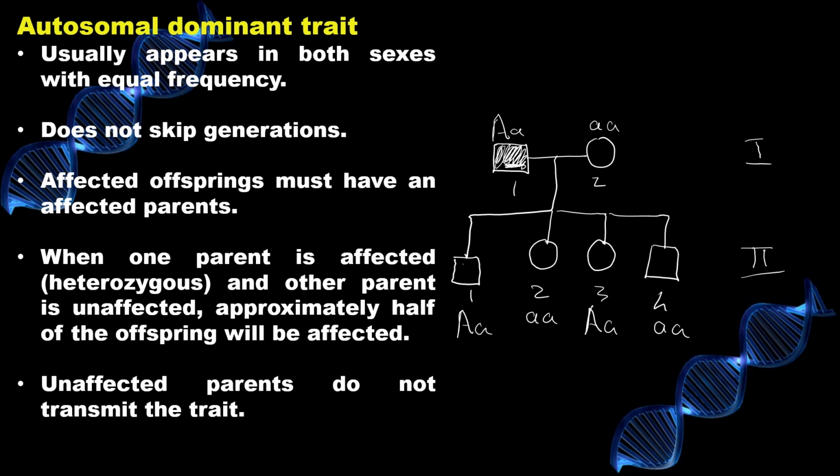So here these capital A small a heterozygous children will have the trait. This shows that half of the children of a heterozygous parent and an unaffected parent are affected, and this also shows that there is no difference between male and female in this trait.